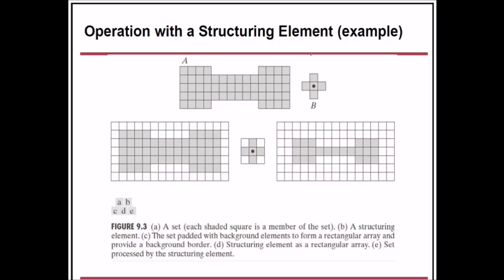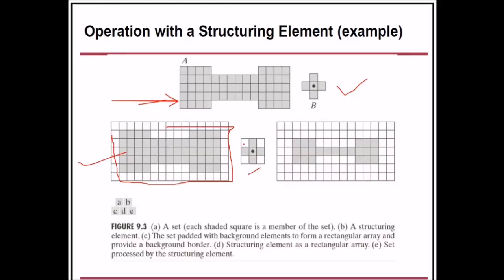Let us see the operation with a structuring element. An example: this particular shape is a set, and each shaded square is a member of the set. This is a set padded with background elements to form a rectangular array. You make a rectangle or square and provide it with a background border. The last padded area is the border.